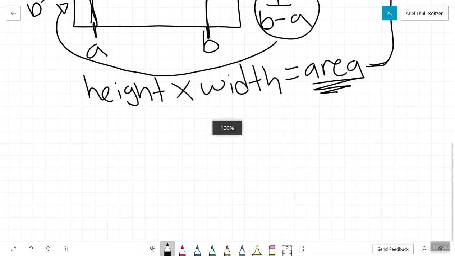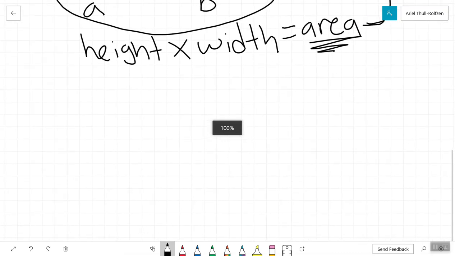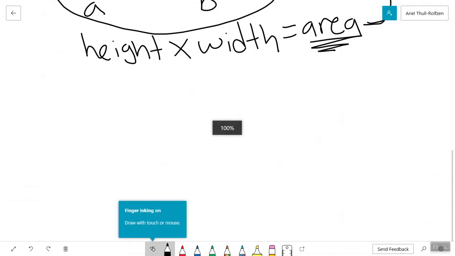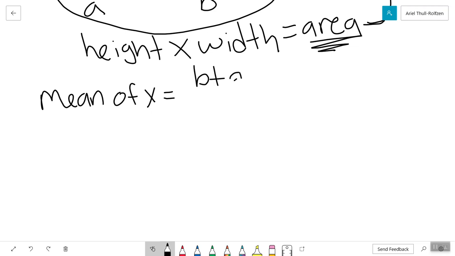So let's come down here and talk about 3 more equations before we start this problem. These three equations, there's actually two, because one of them's for standard deviation, and we should all know by now that that's just the square root of our variance. But the mean of x is going to be b plus a over 2.